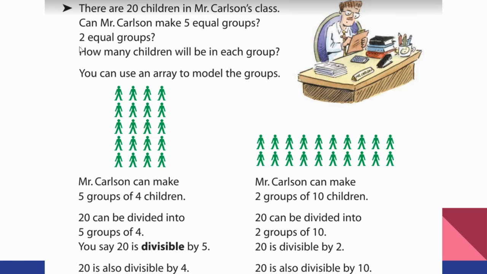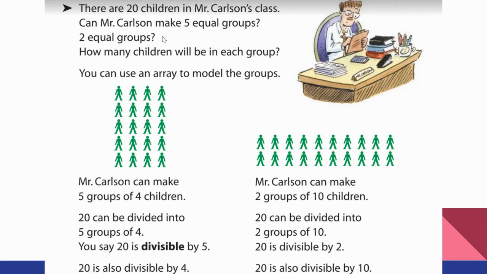And then when we looked at numbers that are divisible by 2, we talked about how 2, 4, 6, 8, 10, 12, 14, 16, 18, 20. Numbers that are divisible by 2 end in 0, 2, 4, 6, 8. Does 20 end in 0, 2, 4, 6, or 8? It does. So 20 is divisible by 2 and it is divisible by 5.